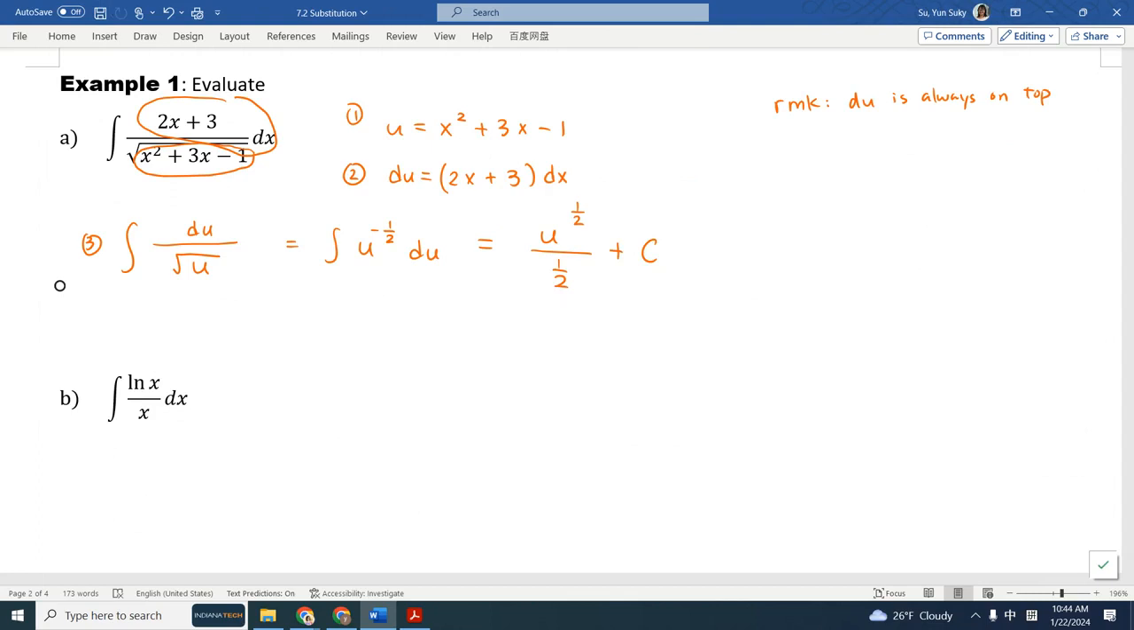Yes, power function. Add 1 to the exponent. What's the new exponent? Put it down. Okay, what's divided by 1/2? Multiply by 2. So this is 2u to the 1/2 plus c. Last step, get the x back. What is u? Yes, 2 times the square root of that expression plus c. That's the 4 steps. So far, so good, everybody?